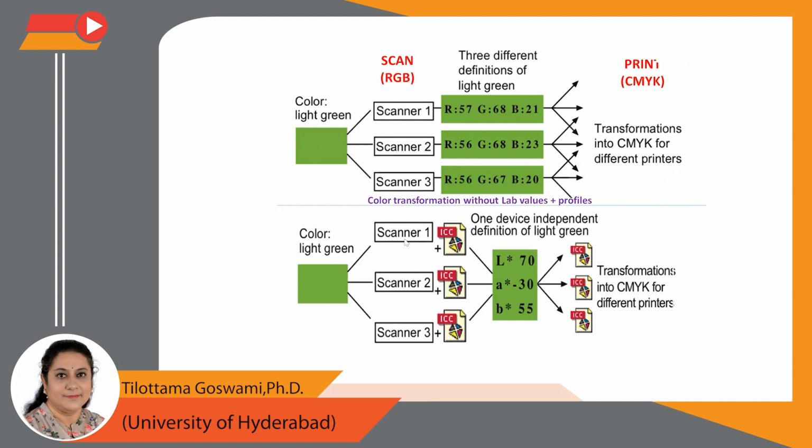Hence, if we go ahead with the scanners with ICC profiles, then all the outputs for this light green are the same. So the color transformation with Lab, which is the device independent color space, using the ICC profiles, the light green definition remains the same, and the printers also take the input the same and give the output the same. So the quality of the color print will be the same for this particular input.